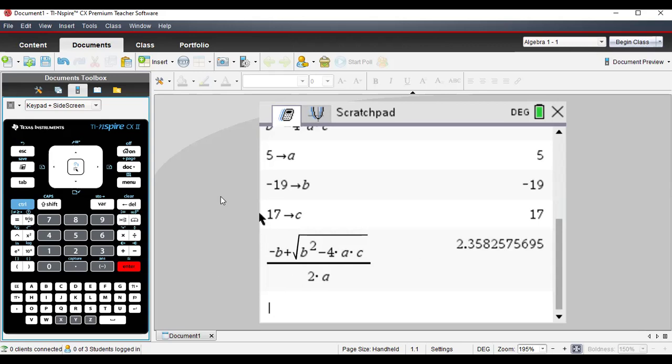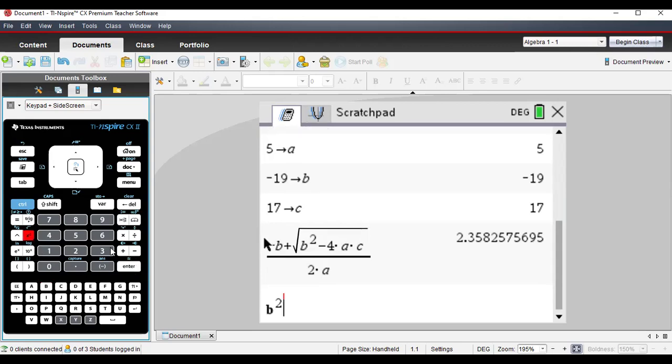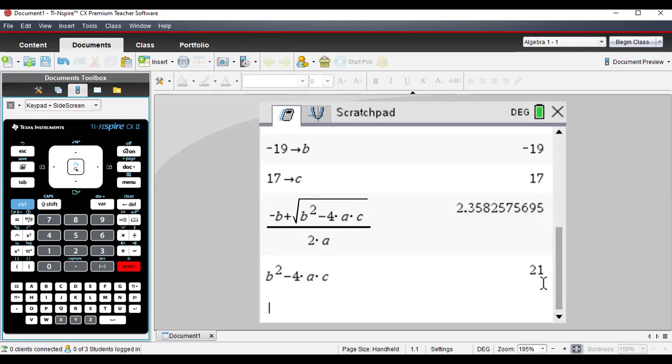So what we're going to do is we're just going to calculate this b squared minus 4ac part, and whatever that number is, we're going to leave it in the square root. We're not going to calculate it. So let me show you. So this is going to be b squared minus 4ac, a times c. Press enter. So it says it's 21.